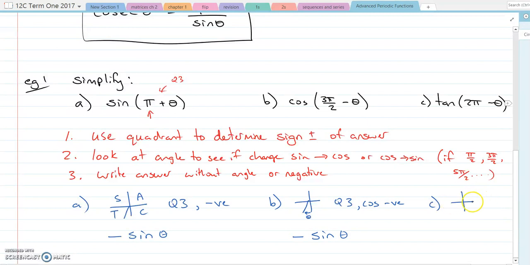Okay, 2 pi minus theta, we're in down here. Okay, C, A, S, T, quadrant 4, tan is negative. So my answer is negative. I don't change anything, although, yeah, I didn't say it here, but if I did have a pi over 2 or something, that tan would probably change to a cot, a cotangent. But it doesn't change, it stays tan. Get rid of the angle and the minus, so I just put that. That's my answer.